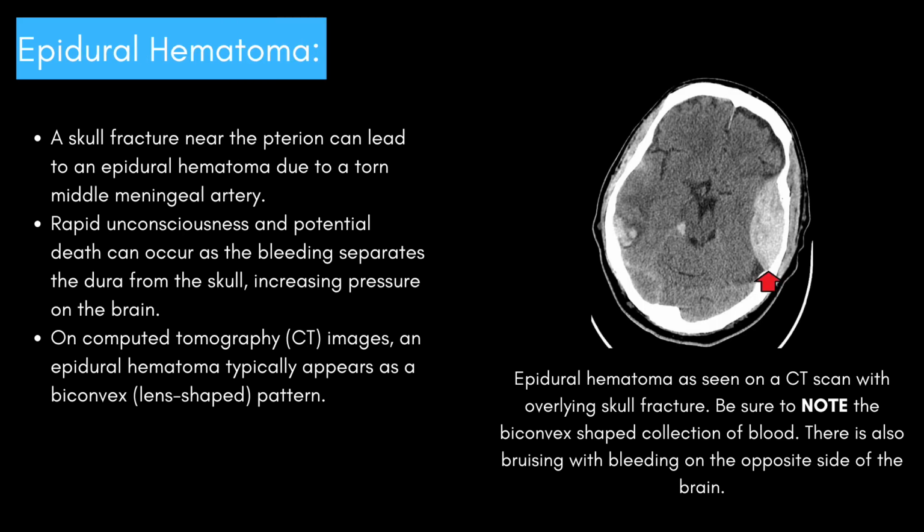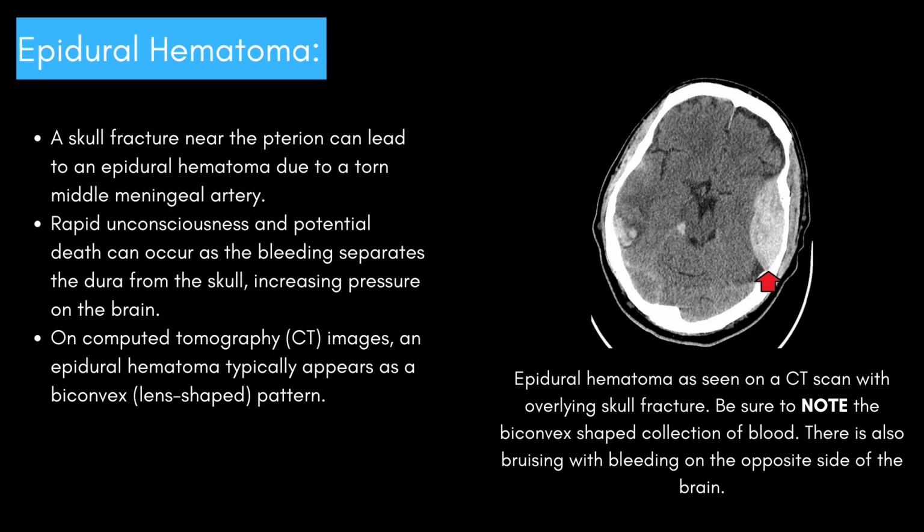Let's next take a look at epidural hematoma. A skull fracture near the pterion can lead to an epidural hematoma due to a torn middle meningeal artery. Rapid unconsciousness and potential death can occur as the bleeding separates the dura from the skull, increasing pressure on the brain. On computed tomography, CT images, an epidural hematoma typically appears as a biconvex, lens-shaped pattern.